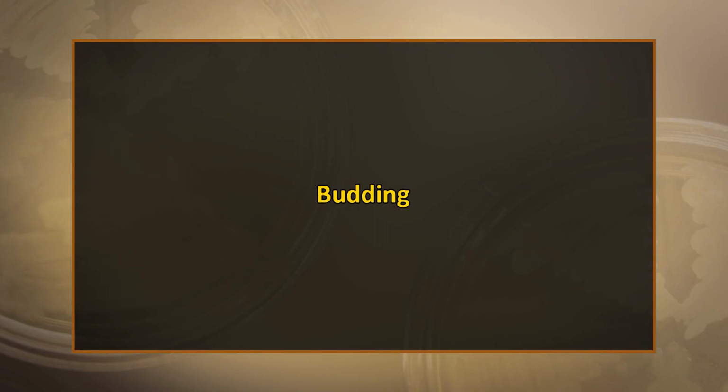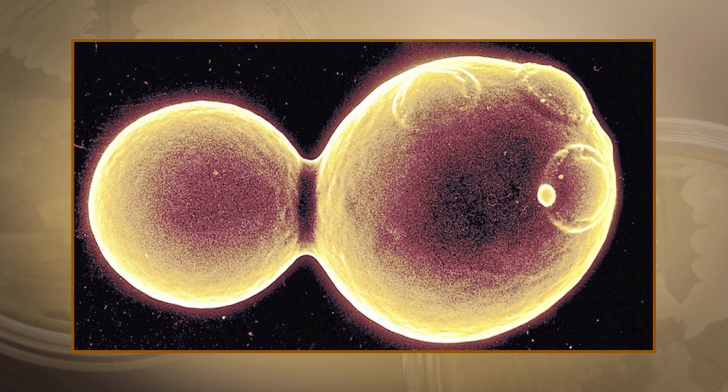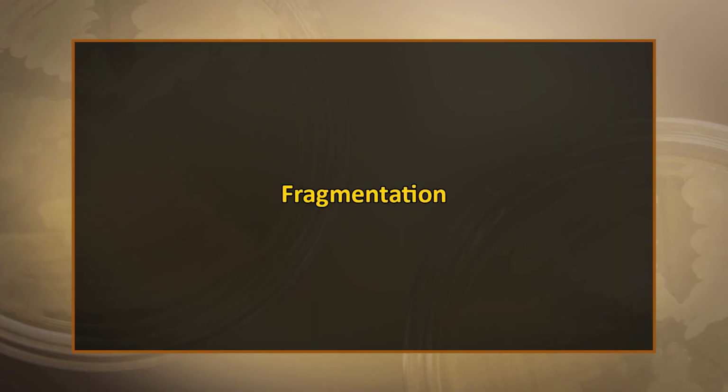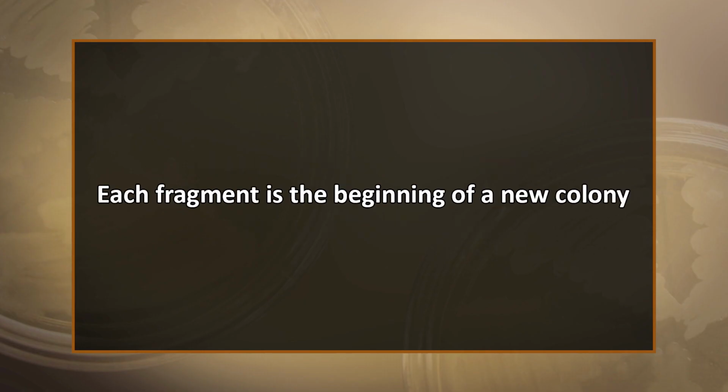Number 6, budding. Some bacteria continuously produce protrusions called buds, which on detachment form new individuals. Hyphomicrobium vulgare and Rhodomicrobium vannielii are common examples of budding bacteria. Number 7, fragmentation. It occurs in colonial cyanobacteria. After reaching a certain length, the blue bacterium breaks up into pieces called fragments. Each fragment is the beginning of a new colony.